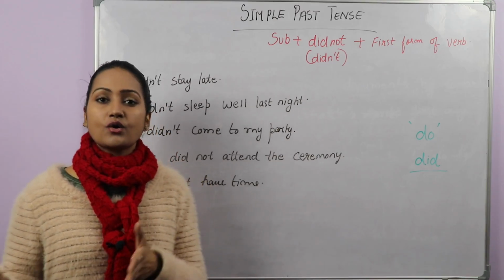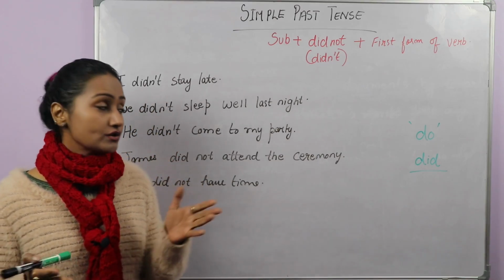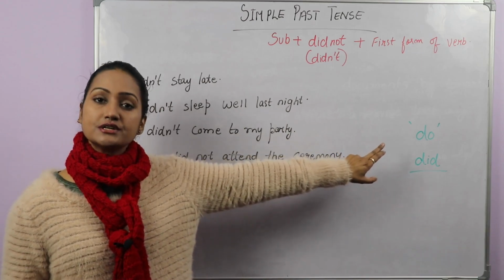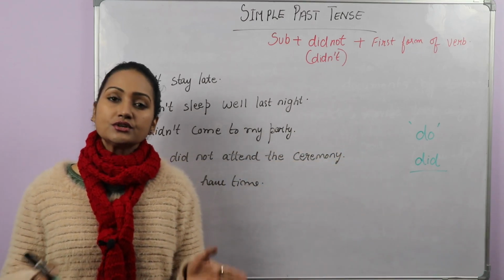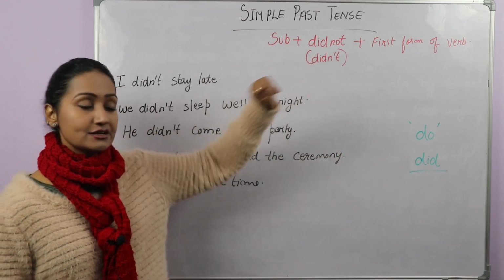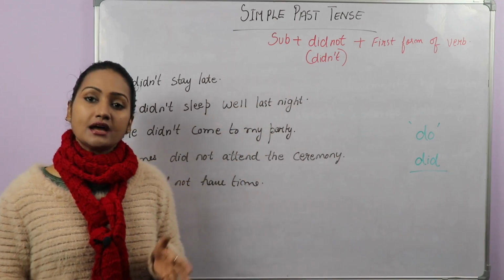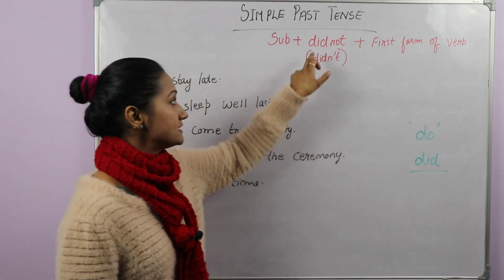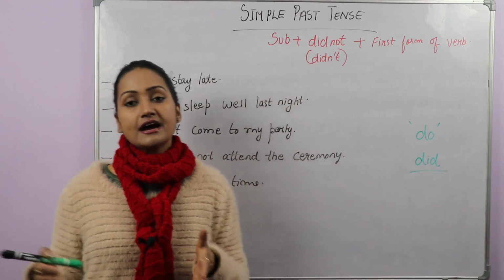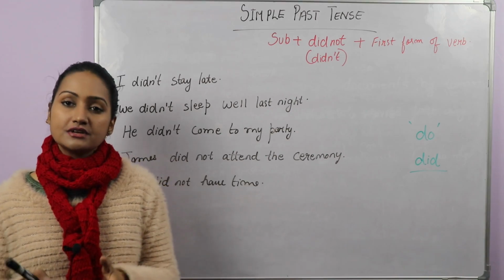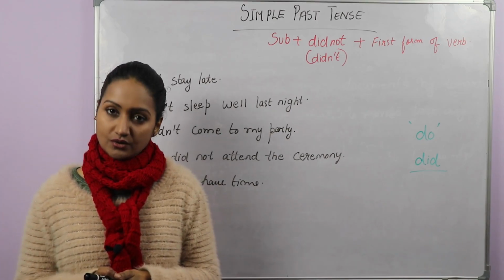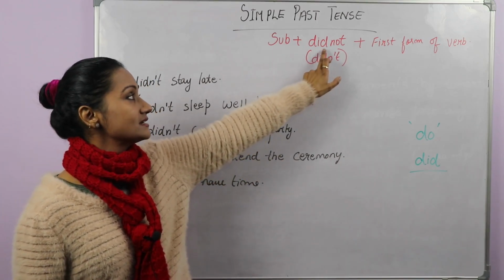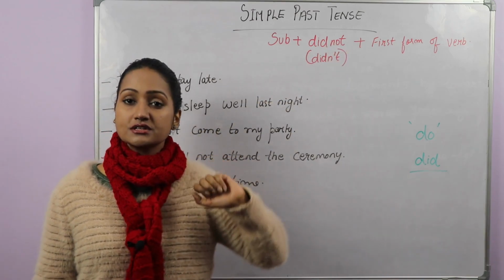We need an auxiliary verb. An auxiliary verb is do, which we use here. Now the rule is subject plus second form of the verb. The second form of do is did. That's why did is here. Now if we have to make a negative sentence, we need to use not. So subject plus did not. That's why we are using did not here.